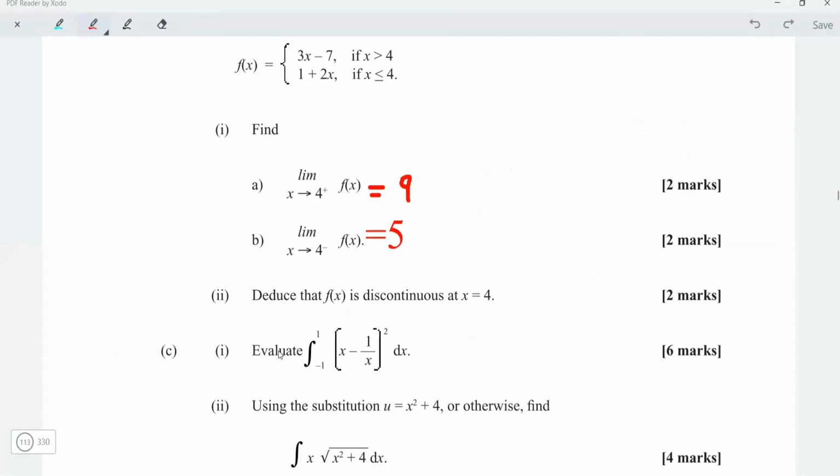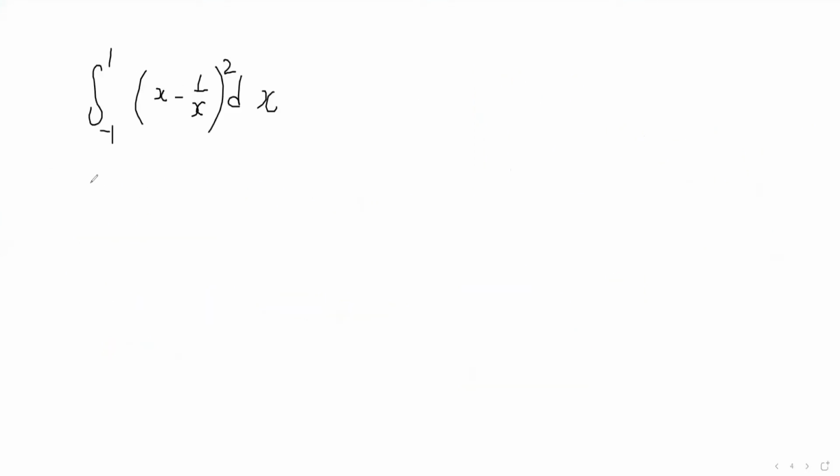All right. The next part says to integrate this function from -1 to 1 of x minus 1 over x, squared, dx. Easy question. This is what they want us to integrate. The first thing you have to do is expand. Once they give something with a square, expand it out. It's the first term squared, minus twice the product of the two, minus 2 times x times 1 over x, plus the second term squared, plus 1 over x squared.